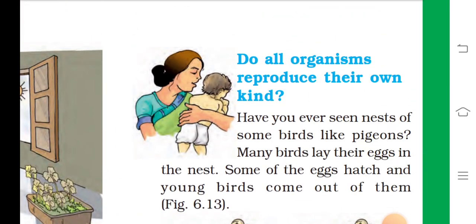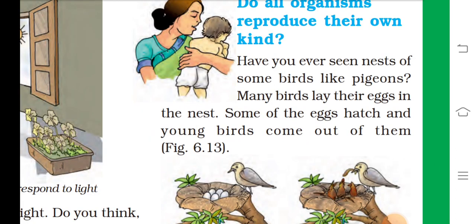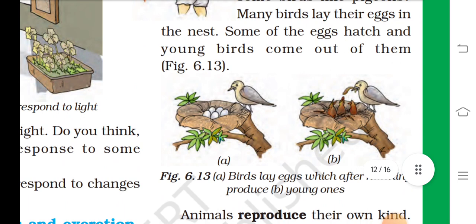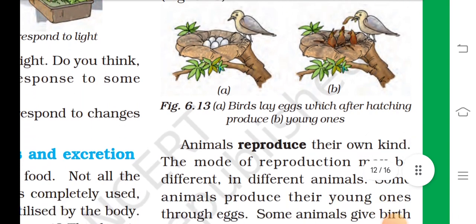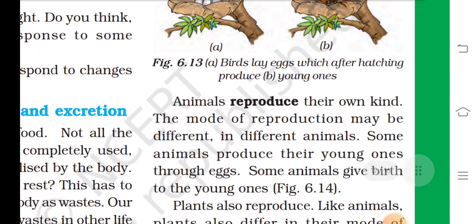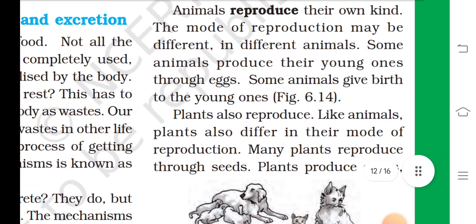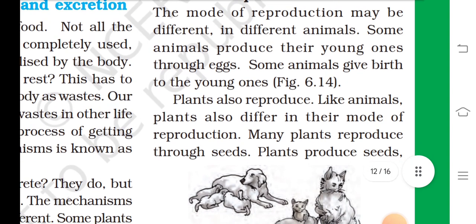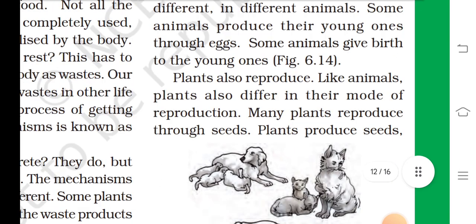Do all organisms reproduce their own kind? Have you ever seen the nest of some birds like the pigeon? Many birds lay their eggs in the nest. Some of the eggs hatch and young birds come out of them. Animals reproduce their own kind. Their mode of reproduction may be different in different animals. Some animals produce their young ones through eggs. Some animals give birth to the young ones.